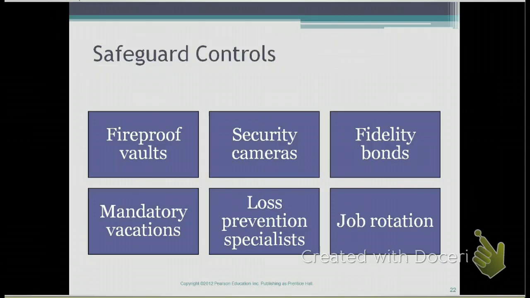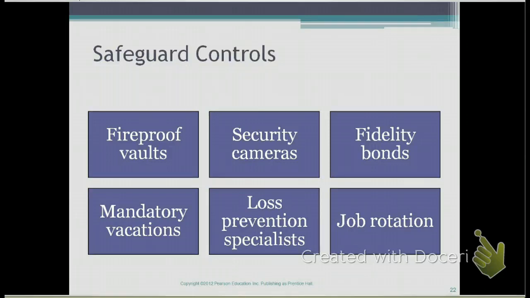Mandatory vacations. This is where companies require employees to go on vacation so they can have another employee do that person's work for a short period of time. If an employee knows that somebody else will be looking over their work, they're less likely to commit fraud because it could get caught. Some companies hire loss prevention specialists. These people train employees to spot suspicious activity. So your employees are trained to study body language or to notice the signs when somebody might be committing theft.